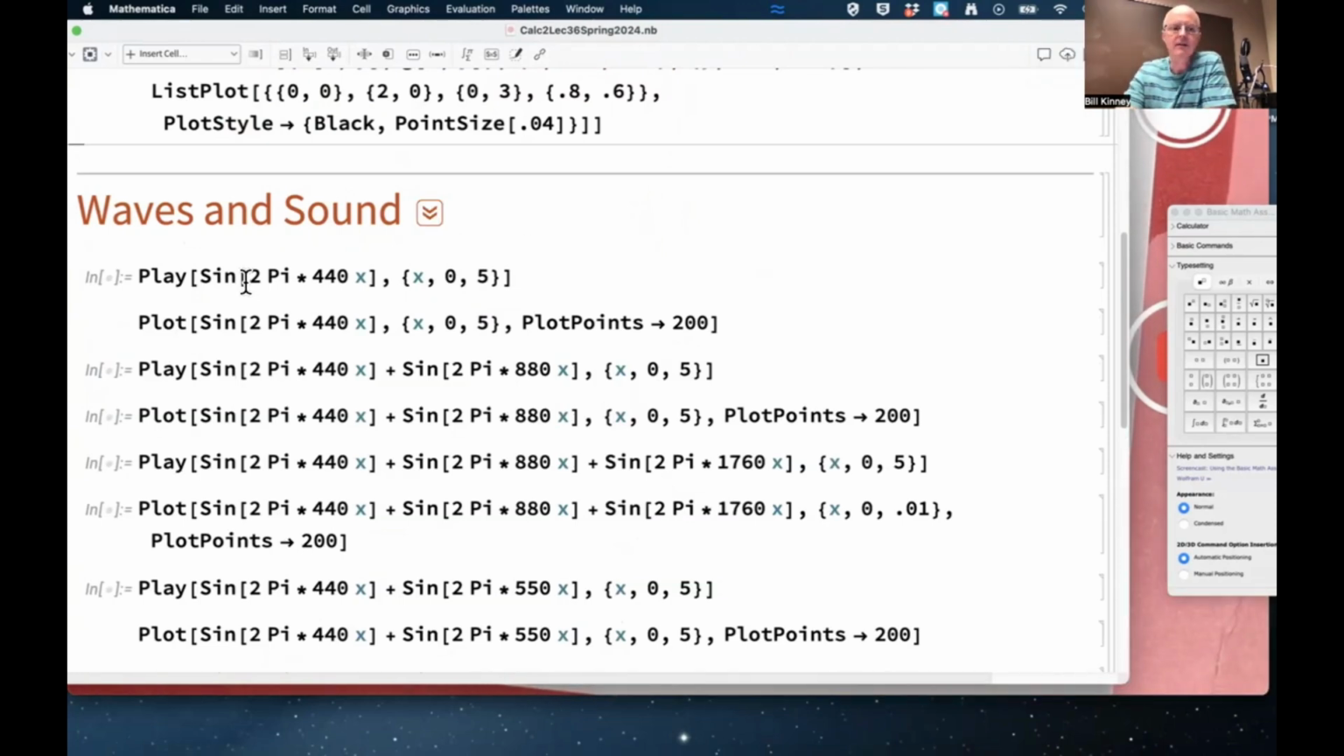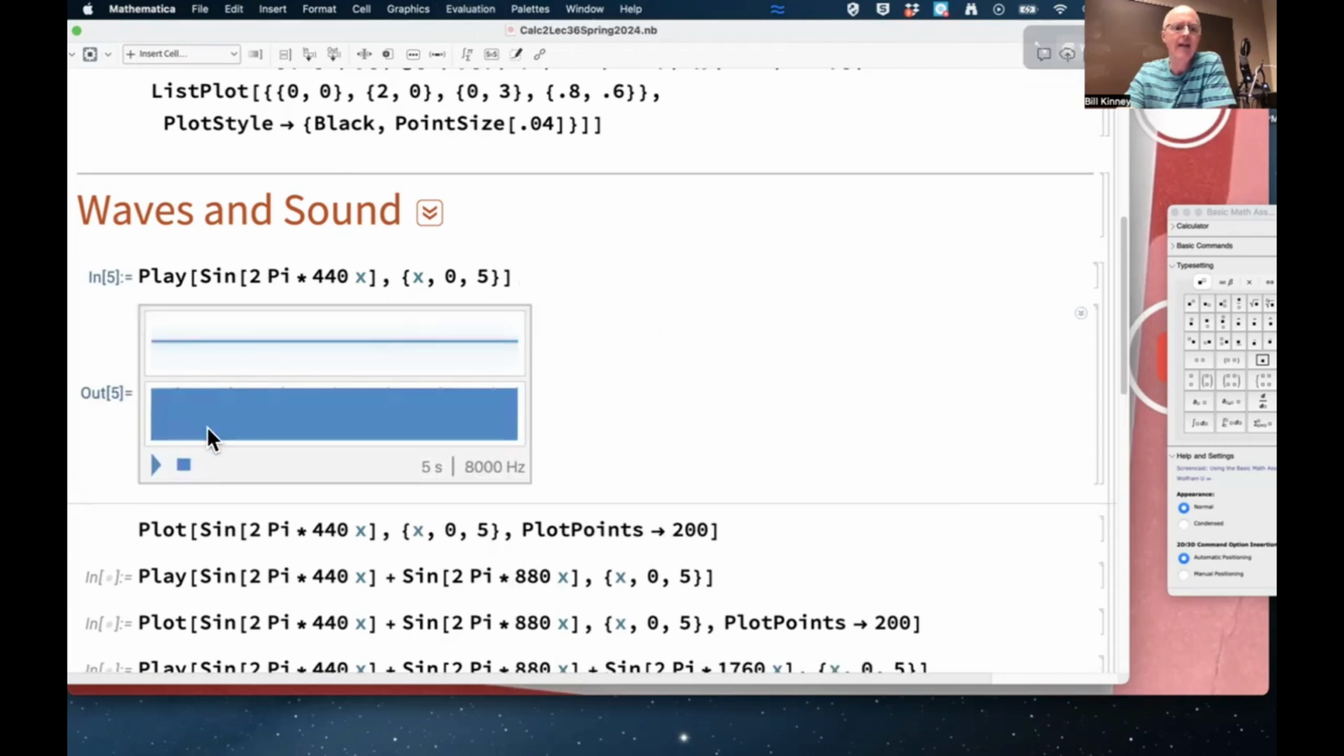What do I have here? Play sine 2 pi times 400x, where x goes from 0 to 5. Let's enter it. Make sure we're loud enough. Oh, isn't that pretty? A pure tone, supposedly at 440 hertz, cycles per second. It is showing the graph of it.